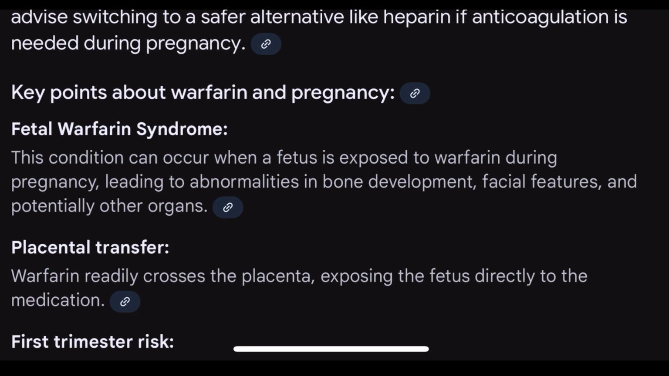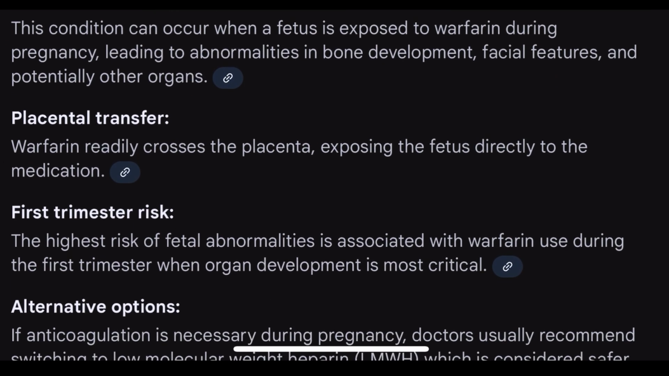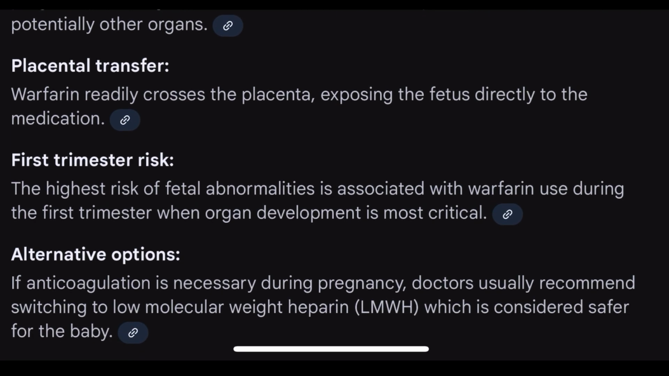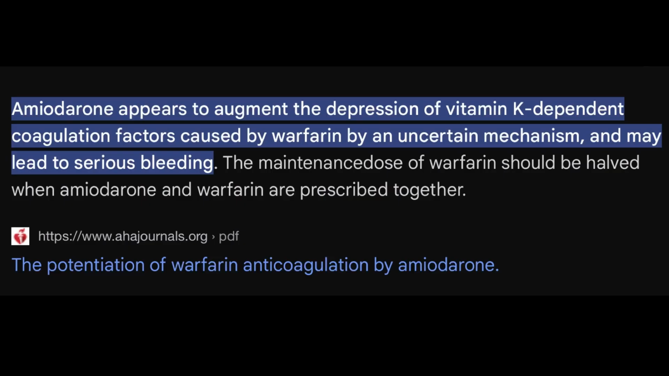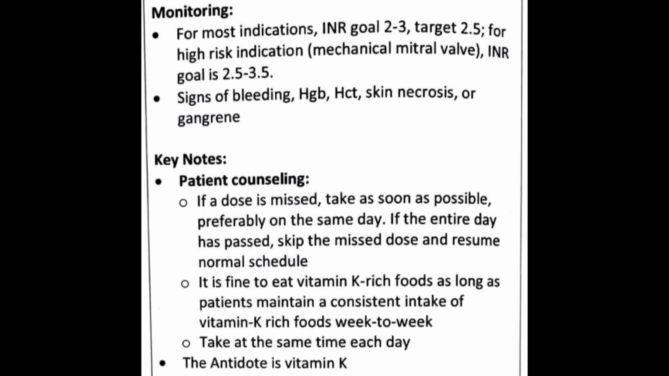If a patient has bacterial endocarditis or a past medical history of HIT, you would also want to avoid use. Also avoid use with amiodarone and NSAIDs. Consider testing the patient for 2C9 and VKORC1 variations. Vitamin K is used as an antidote to help reverse warfarin. Side effects include purple toe syndrome, alopecia, so you could lose some hair, and tissue necrosis. You want to monitor the patient's INR, hemoglobin, hematocrit, gangrene, signs of bleeding.